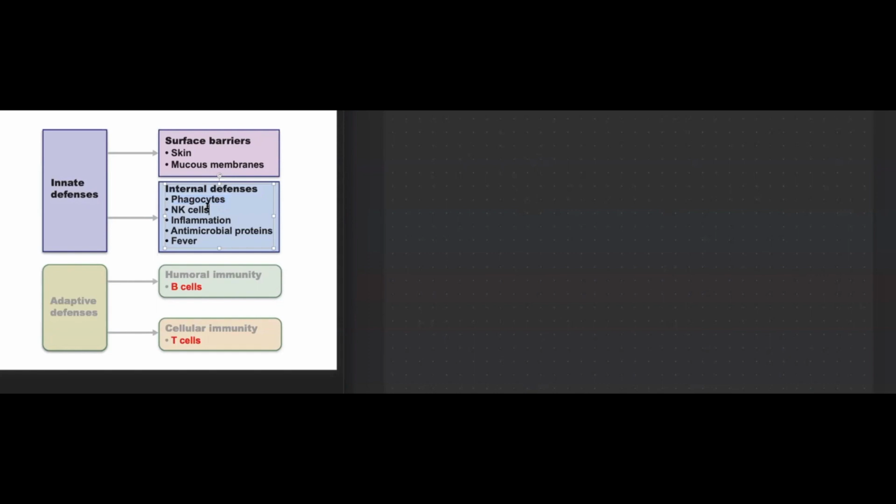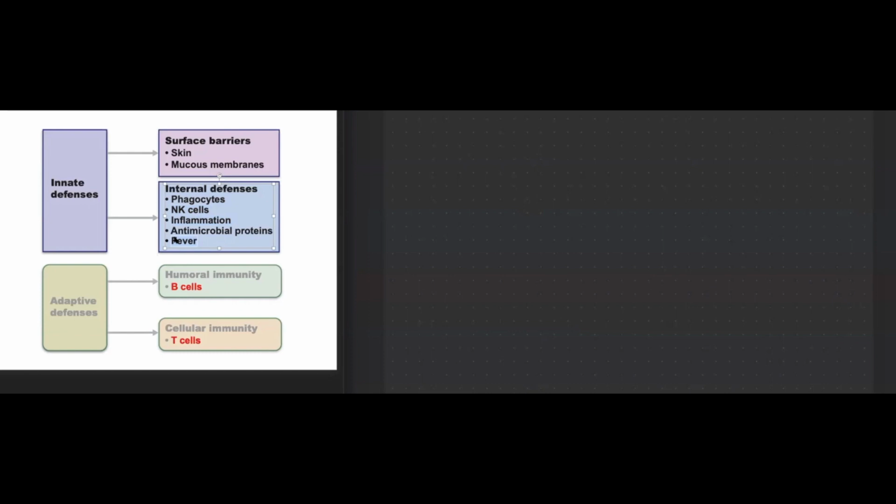Natural killer cells are another type of immune cell which acts non-specifically. They target any virus-infected cell, even any cancer cell. We also have non-specific immune responses like inflammation and fever. Those are responses that are not specific to one pathogen.